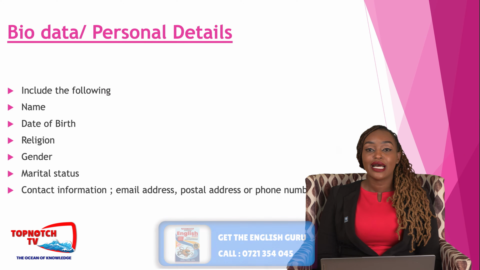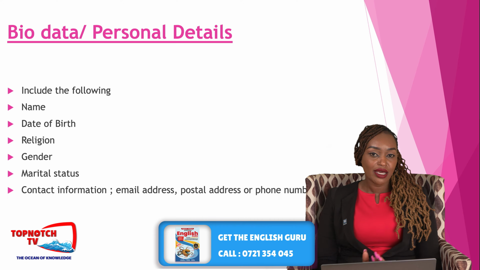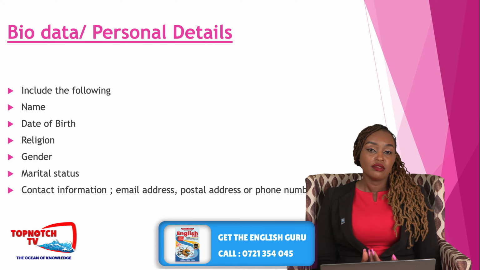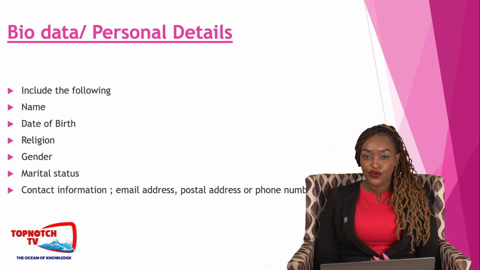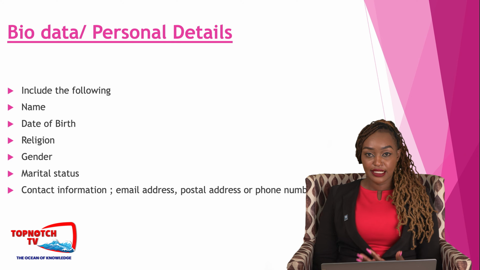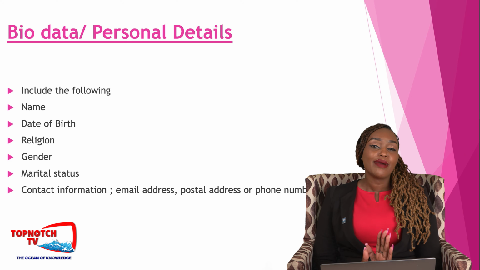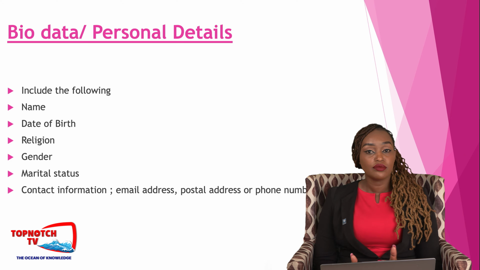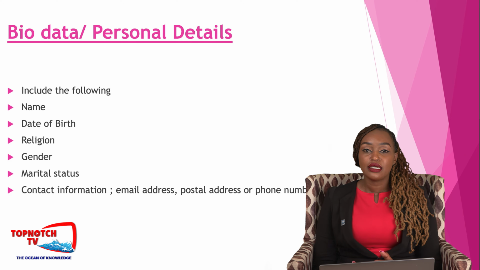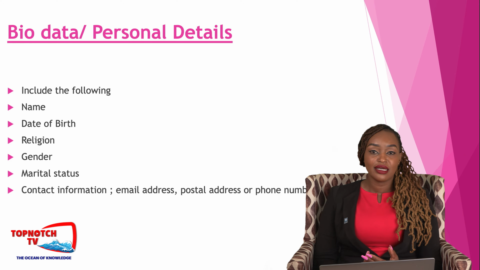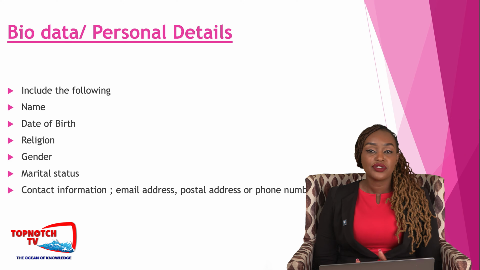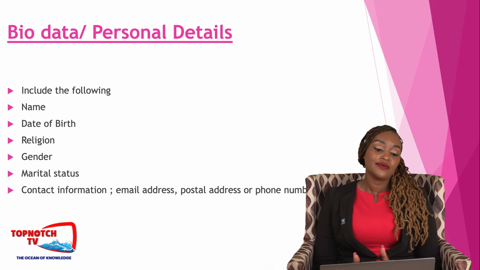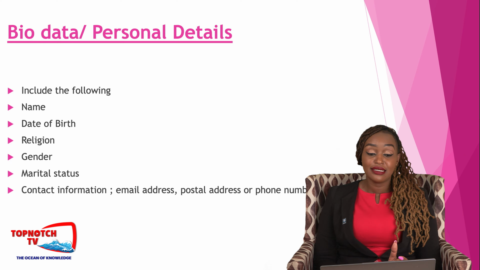The first thing you look at is biodata. Some books will talk about personal details, others will talk about personal information. It's basically one and the same thing. In the biodata, we want to know something about you. So you can start by giving your name. Indicate your date of birth, your religion, gender, and marital status. Talk about something like your contact details.